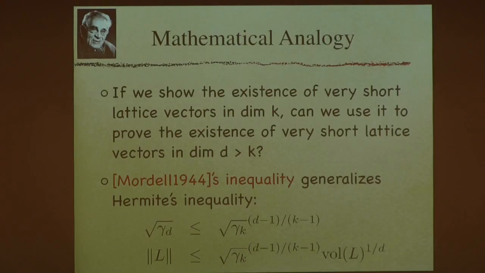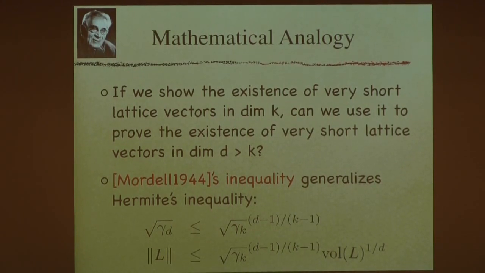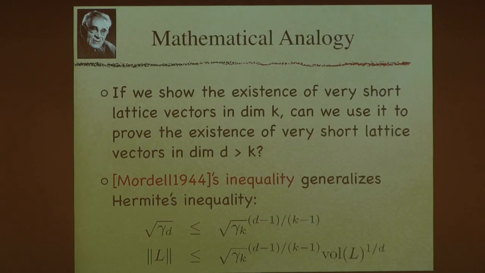Again, I'm going to make this mathematical analogy. If I could show the existence of very short vectors in dimension k, can I use it to prove the existence of very short vectors in much higher dimension? That's a topic that was investigated by Mordell in 1944, in a very short paper. When he generalized Hermite's inequality, he obtained this inequality: the square root of the Hermite constant is less than the square root of the Hermite constant in dimension k raised to this power.